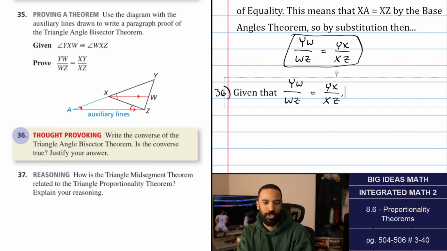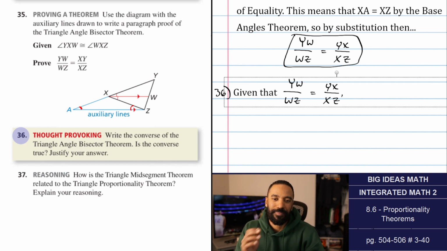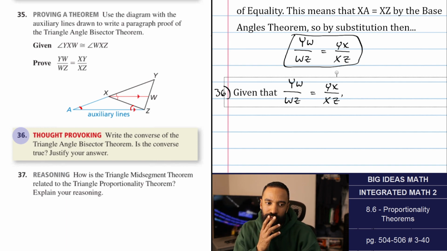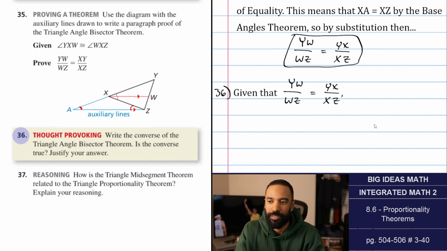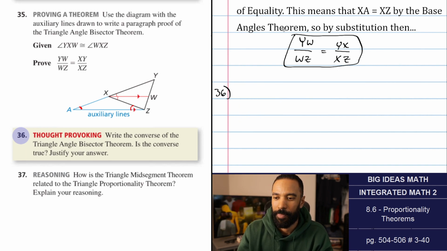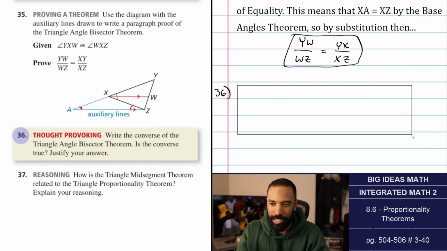I'm questioning my life choices right now. Oh, they just said write the converse. They didn't say write a proof. Okay. What are they asking us to do then?